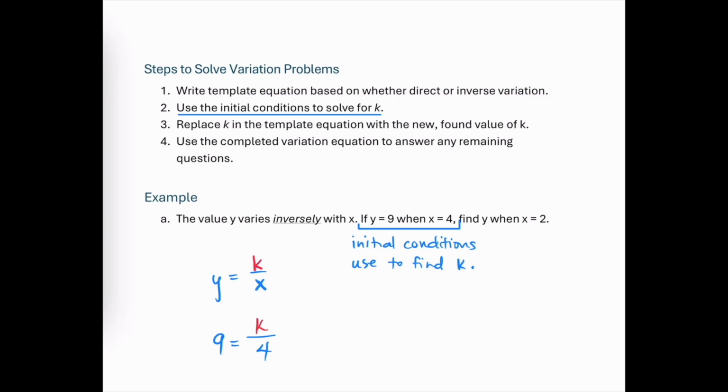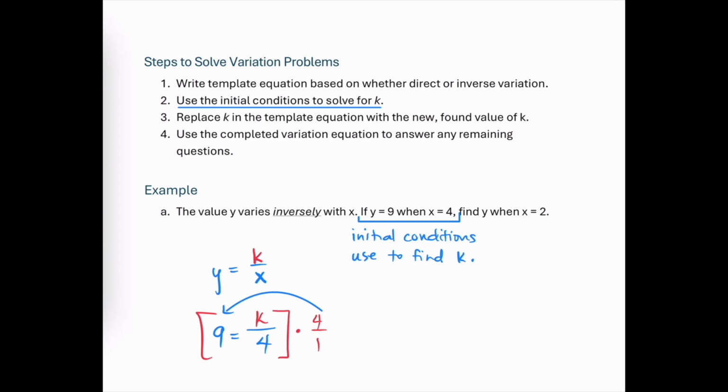Now k is the only variable that remains in the equation, and we can simply multiply both sides by our LCD, which is 4. So 4 multiplied on the left-hand side is 36, and 4 multiplied on the right-hand side is just going to be k. So we just use the initial conditions to figure out what the value of k must be.